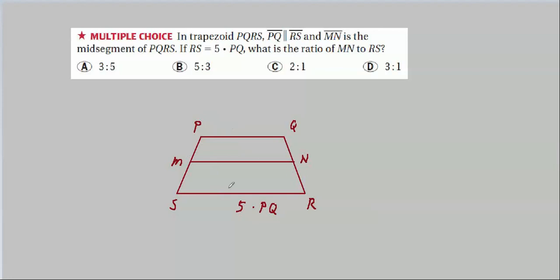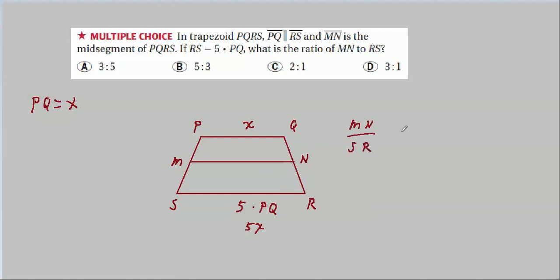What is RS? It's 5 times PQ. Let's write it this way so you don't forget. I'm just going to call it X from here on, okay? It'll save you writing a whole bunch of PQs. If I call this X, then this here is 5X. And this is something else. What is the ratio of MN to SR? I wonder if we could work it out all at once. We put MN on the top. I'm going to do it like this. MN over SR.